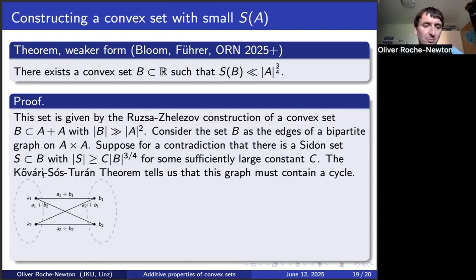We make a copy of A here, another copy of A, and so for every, sorry, I've stepped a step ahead. Let me go back a step. So we consider B as the edges of a bipartite graph, that's what we start off with. So if A1 and B1 is an element of B, then we draw the edge between them.